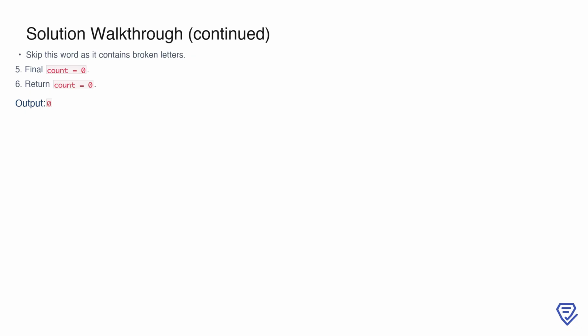After evaluating both words in the text, no words remain that can be typed without using broken letters. Therefore, the final count is 0. This value is returned as the output for this example, demonstrating that when all words contain at least one broken letter, the result is 0 typable words.